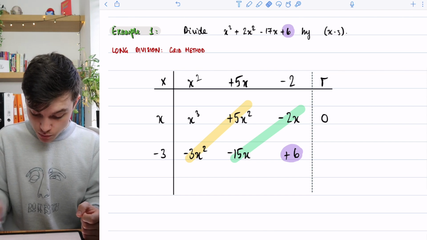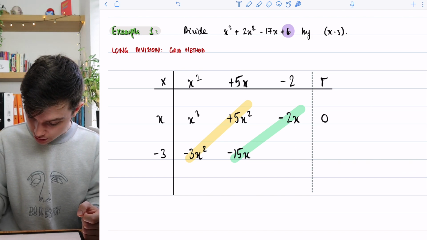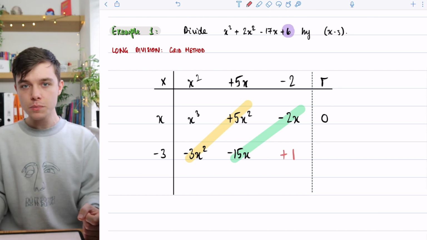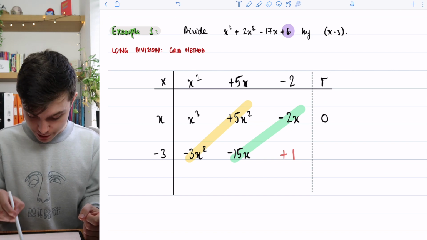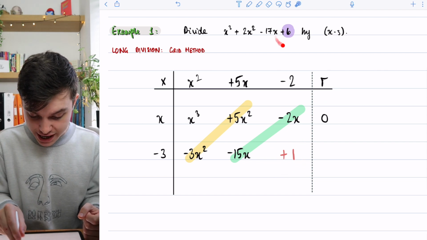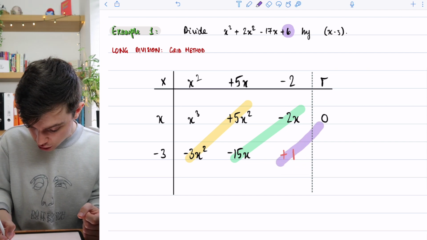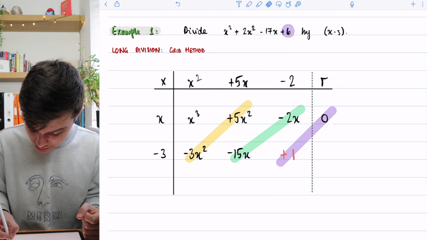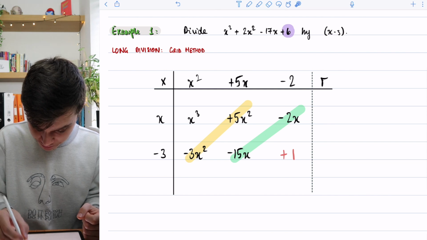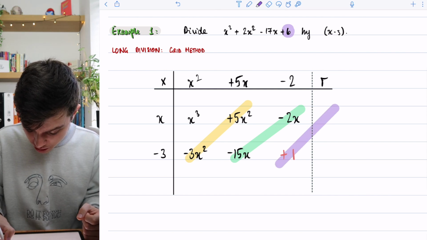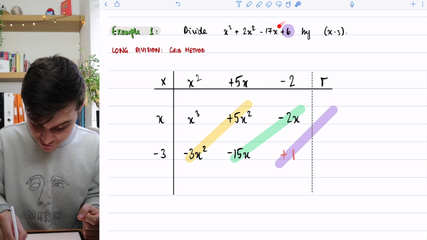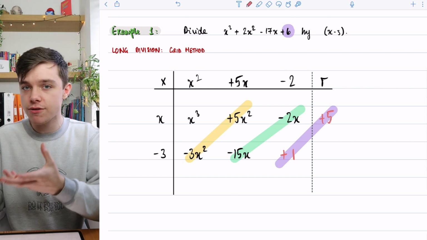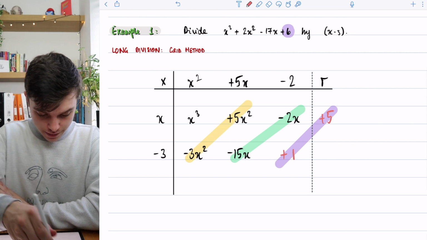If the constant terms were not the same, so say for example, and I'll do this in red, the constant term was a +1, I don't want the constant term to be a +1, I want it to be a +6. So again, we need to work along the diagonal to see what we need to add. We need to add along the diagonal to give me a +6. I'm going to need to add 5. So there we'd have a remainder of 5, okay? That was just an example.